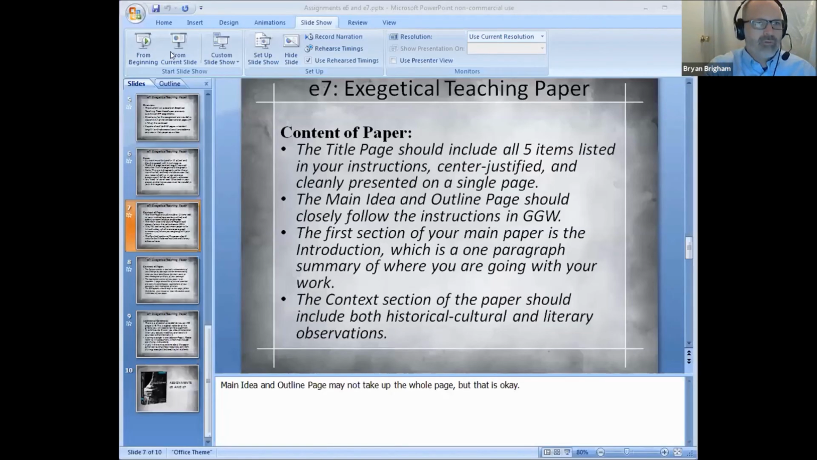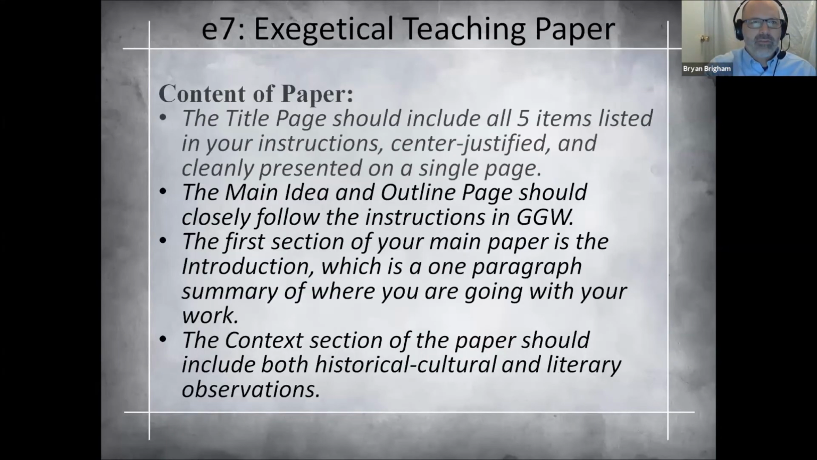So let's get back and work through the rest of this slideshow. These are the things that we just talked about. All right, the title page should include all 5 items. The main idea and outline page should closely follow the instructions that are in your book. Main idea and outline is on the bottom of page 455.